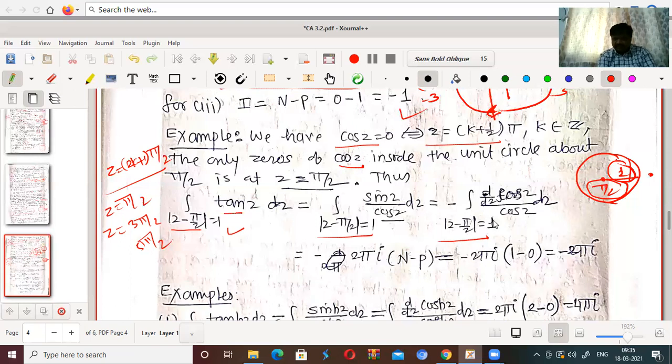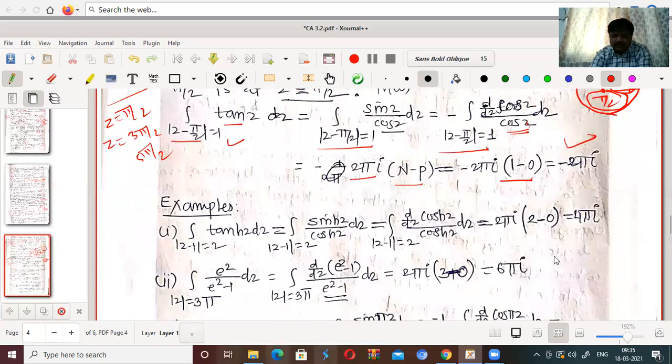So minus as it is, but we know that if f of z has n number of zeros and p number of poles inside this circle, then this integral is equal to 2 pi i times n minus p. So minus 2 pi i times n minus p. What is the number of zeros of this f of z inside the unit circle? 1. And what about poles? 0. So minus 2 pi i times 1 minus 0 is equal to minus 2 pi i. In this way, we can obtain the integral.